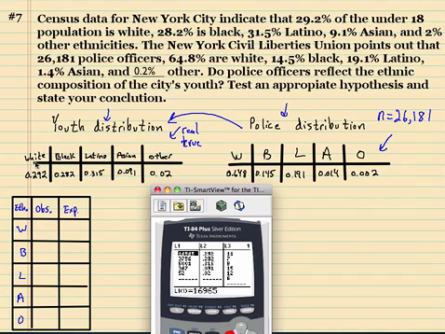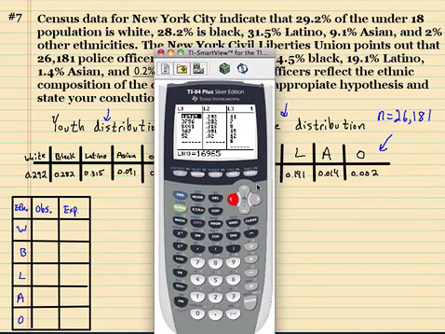So if you took 26,181 youths, how many whites should be in that group? So all you have to do is take that number, take this number, and multiply it times 26181, because that gives you a percentage of this whole. So let's go ahead and do that for everybody.